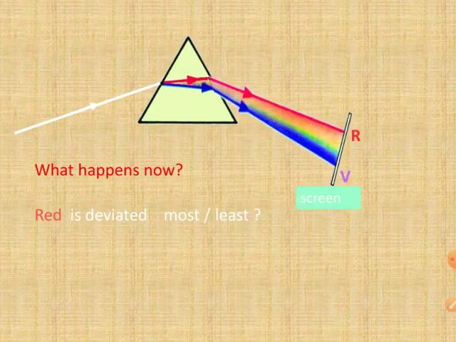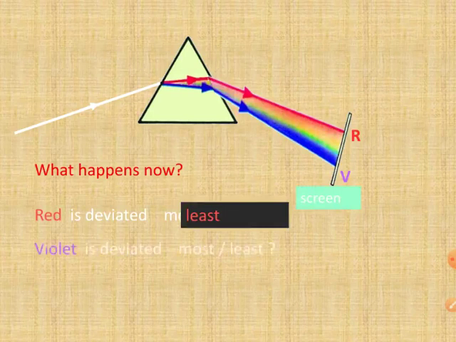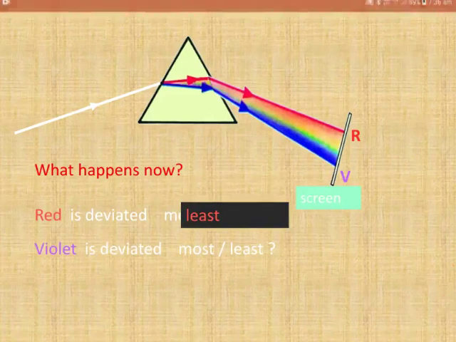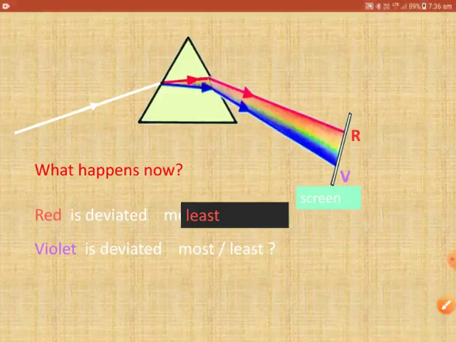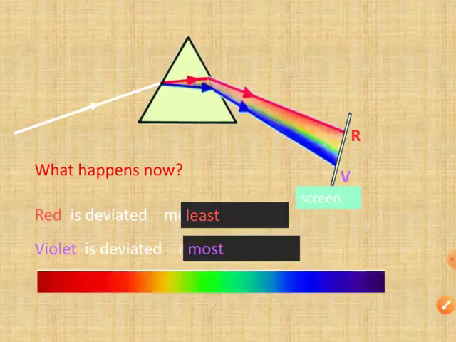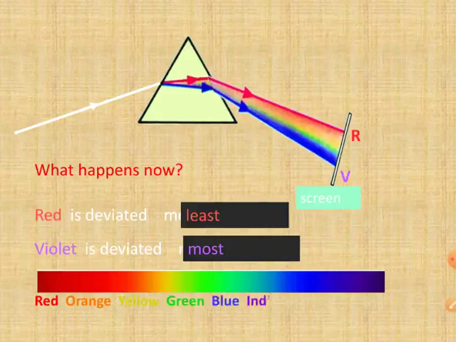Is red deviated most or less? I've told you that red is deviated less. And is violet light deviated more or less? Violet is deviated maximum, deviated most, and this is the spectrum that will be obtained on the screen, starting from red on the upper side to violet on the lower side. These are red, orange, yellow, green, blue, indigo, and violet.